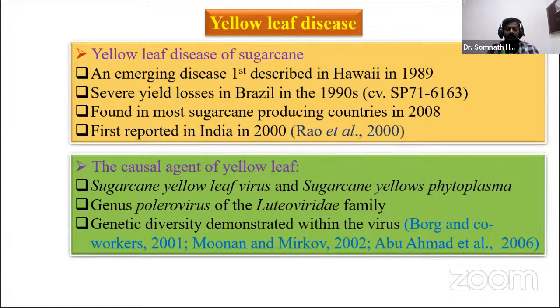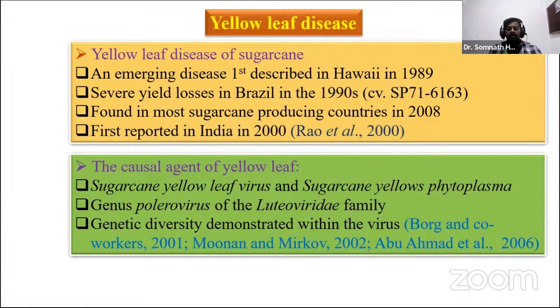This was an emerging disease first described in Hawaii in 1989. It caused heavy losses in Brazil in the 1990s. Almost 50% yield loss was reported in Brazil and the USA also. It was first reported in India in 2000, 22 years back, and the maximum work has been carried out at the Sugarcane Breeding Institute and the Indian Institute of Sugarcane Research, Lucknow.